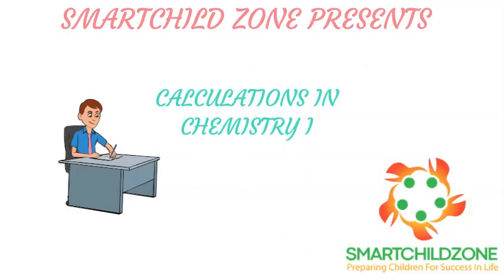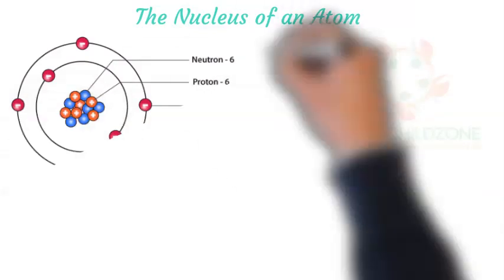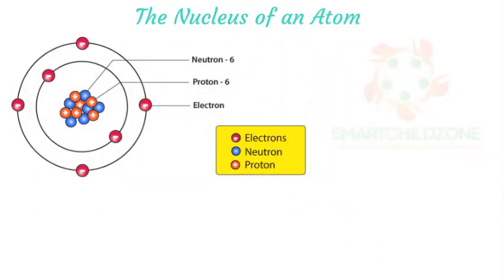Calculations in Chemistry. The nucleus of an atom consists of a tightly packed arrangement of protons and neutrons. These are the two heavy particles in an atom, and hence 99.9% of the mass is concentrated in the nucleus. Of the two, the protons possess a net positive charge, and hence the nucleus of an atom is positively charged on the whole, and the negatively charged electrons revolve around the central nucleus.